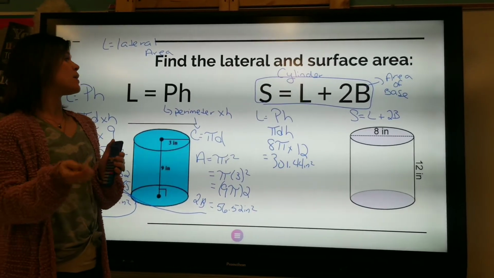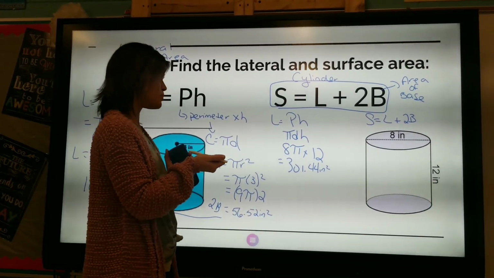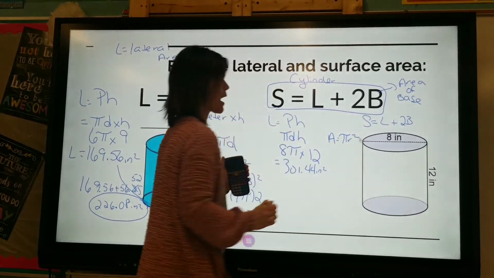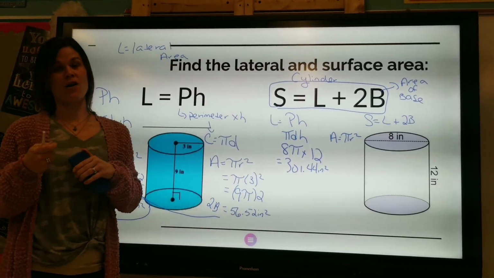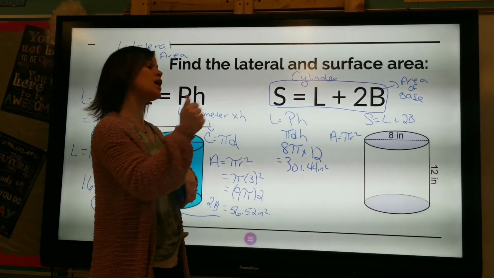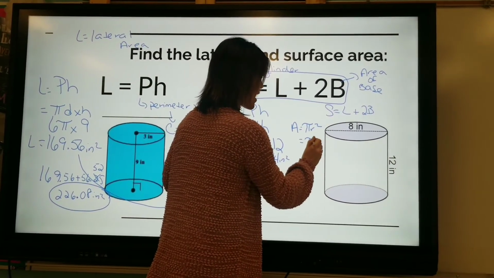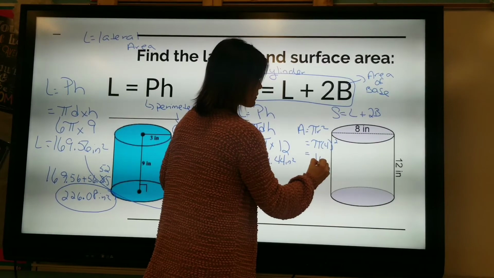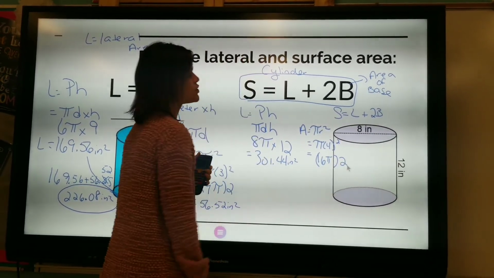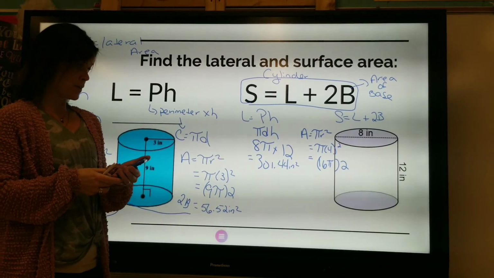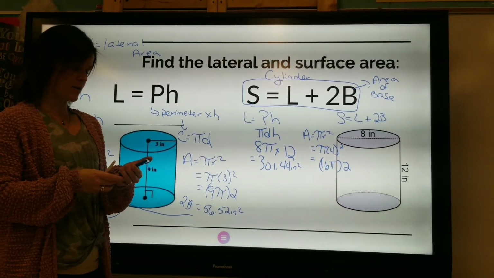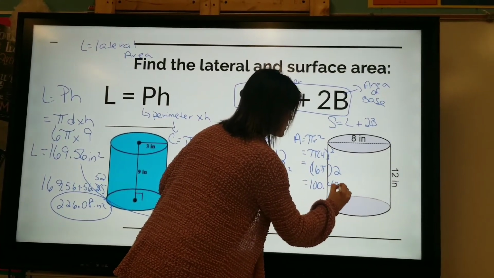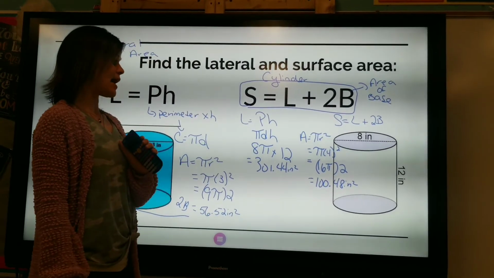So now I have to go through and find my 2B, or the area of my 2 bases. So my formula is pi r to the second power. What am I going to use to plug in for my r? Blake, what do you think? Awesome, 4. So I'll take pi times 4 to the second power. So I would take 16 pi, and again, I have to multiply it by 2 since there are 2 of them. And then I get 100.48 inches squared.